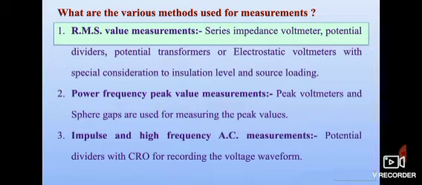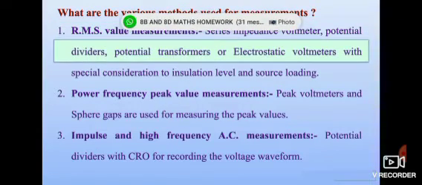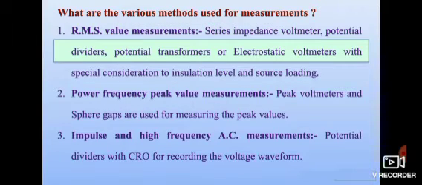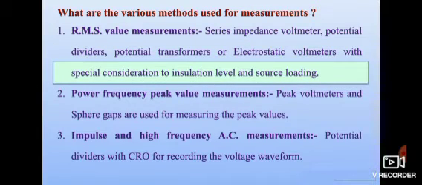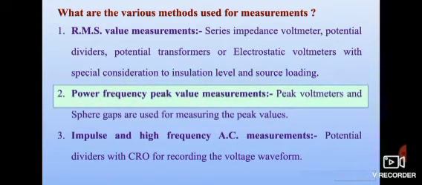Then the second method is power frequency peak value measurement, in which we use a peak voltmeter and spark gap for measuring the peak values of the AC voltage or impulse voltage. Then finally, impulse and high frequency AC measurements use a potential divider with a CRO for recording the voltage waveform. We will see one by one.